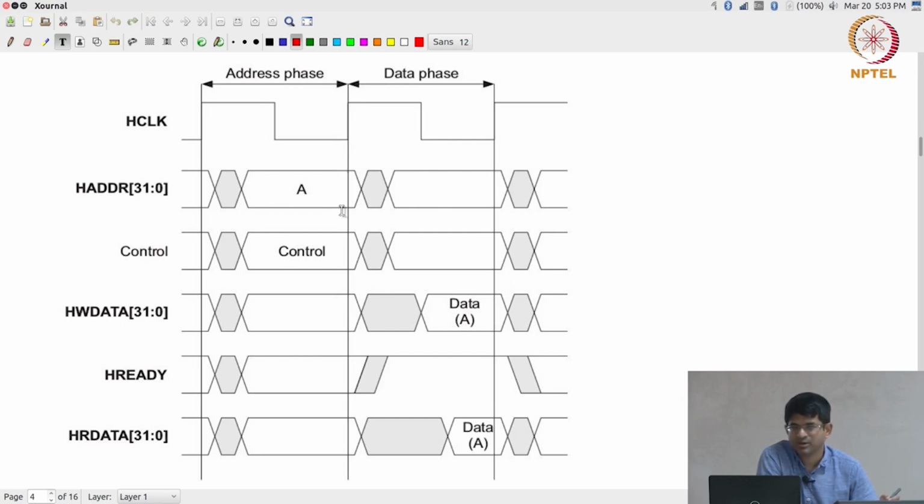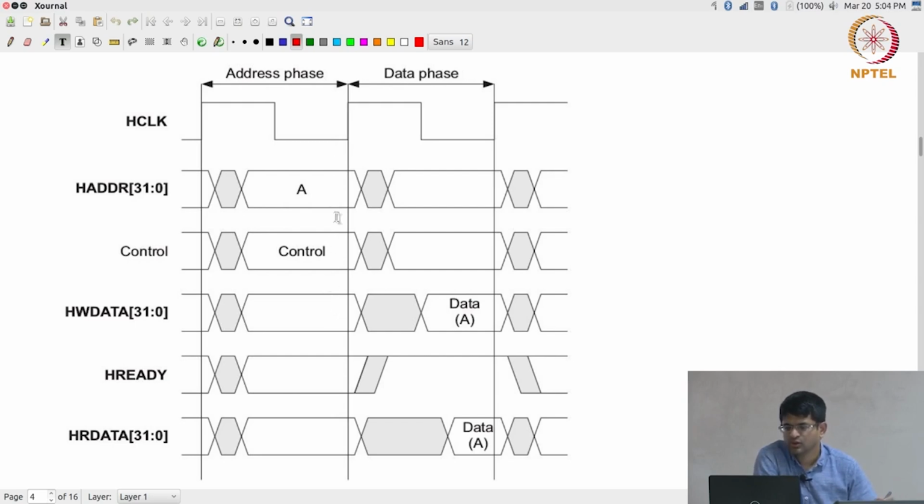Once the address is sampled at that edge, it is free to change immediately after that. So the assumption is that whatever slave is listening, whether it be the bus interface itself or the actual slave interface, it has to sample the address and the control signals at the positive edge of the clock, and immediately after that those signals are allowed to change. Immediately meaning one hold time after that, effectively.